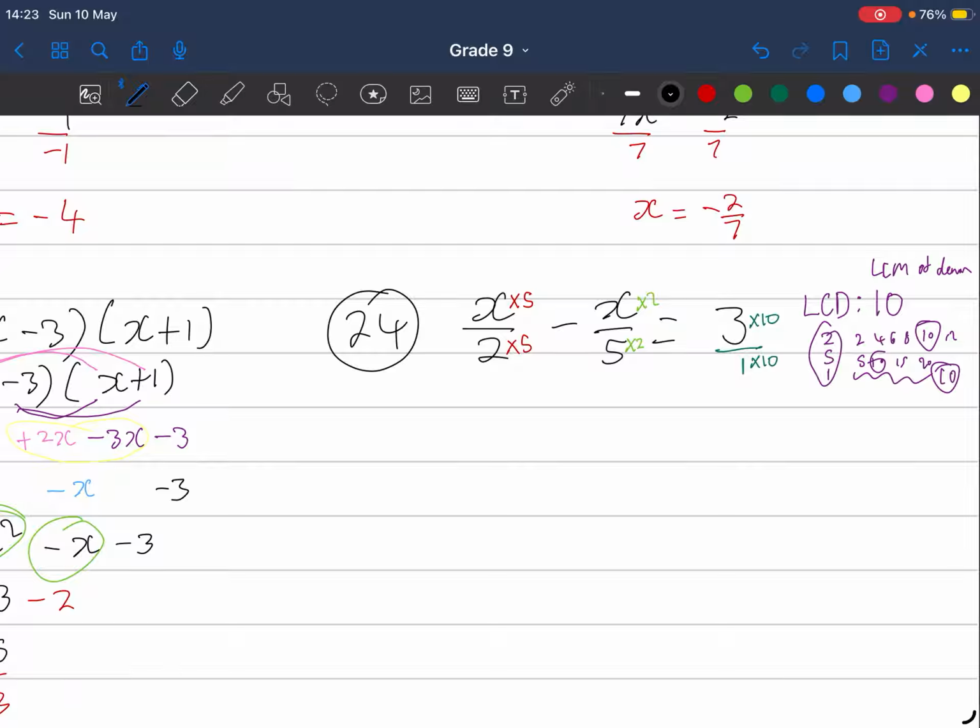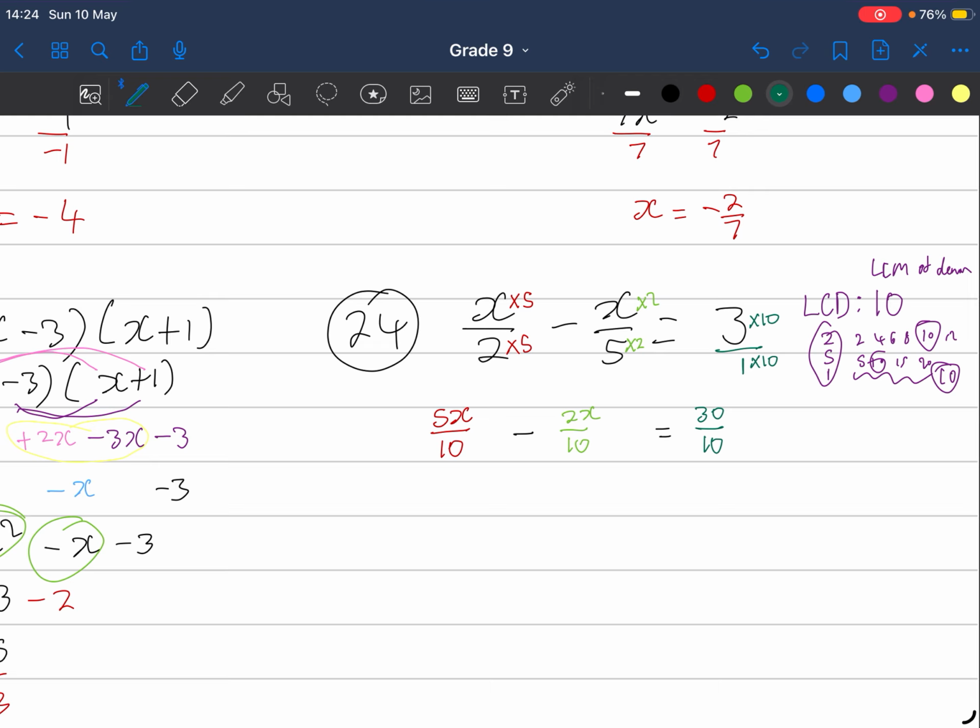I'm then going to put an equals sign on the next line and write all my new fractions. So x times 5 is 5x over 10. I then got this minus that hasn't moved. X times 2 is 2x. And then over 10. And on the right hand side, I'm going to have 30 over 10.